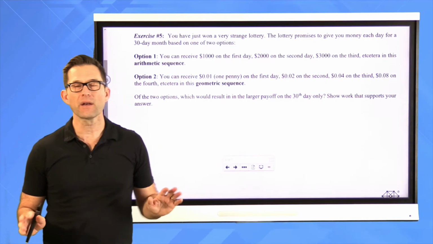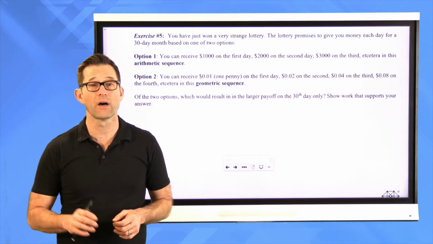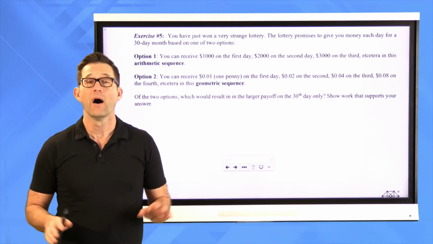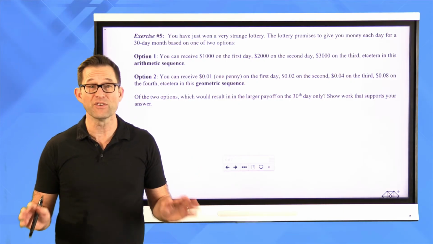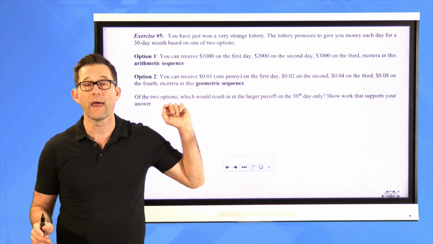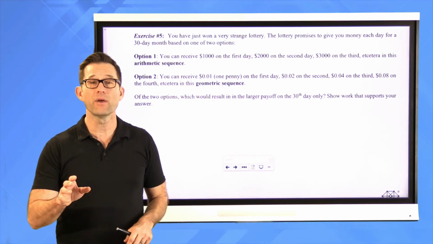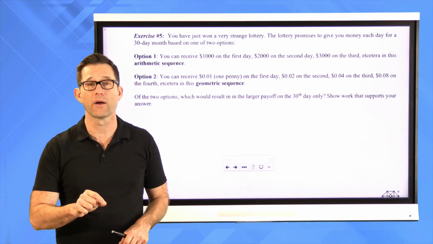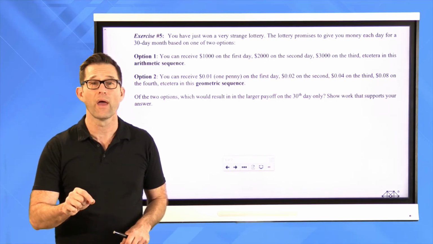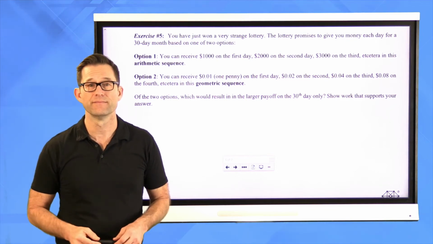In other words, I'm not going to worry about what the sum total is, although that's an interesting question all by itself. That's beyond the scope of this course. What I'm interested in is, if you showed up on the 30th day, how much would you get under option 1 and how much would you get under option 2? Well, I'd like you to pause the video now and play around with both of these scenarios and see if you can figure out how much you would get on the 30th day in both situations.